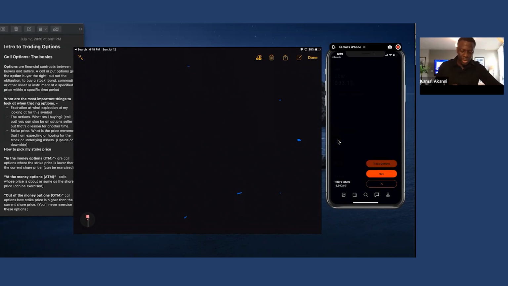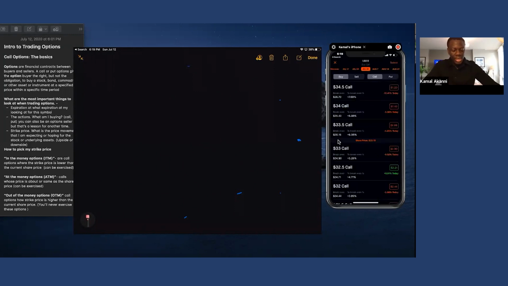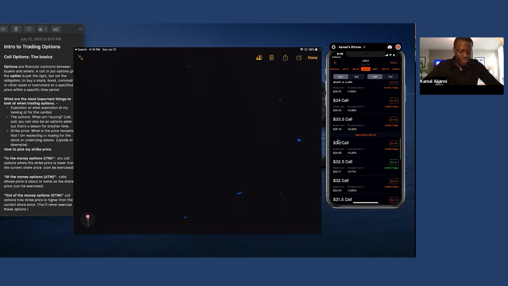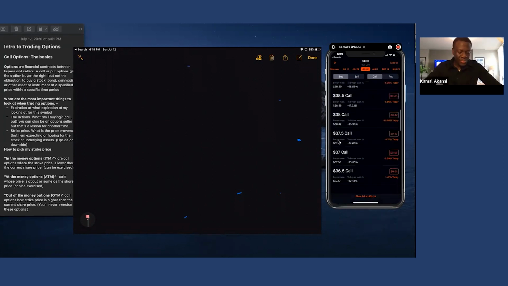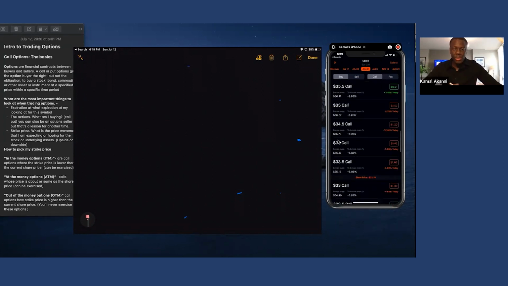So now I already know my expiration date. So I'm going to bet for the expiration, July 31st. That's the end of the month. So now you're looking at a couple different prices here. Everything that you see in the middle is going to be the strike price. Everything on the right side will be the premium.